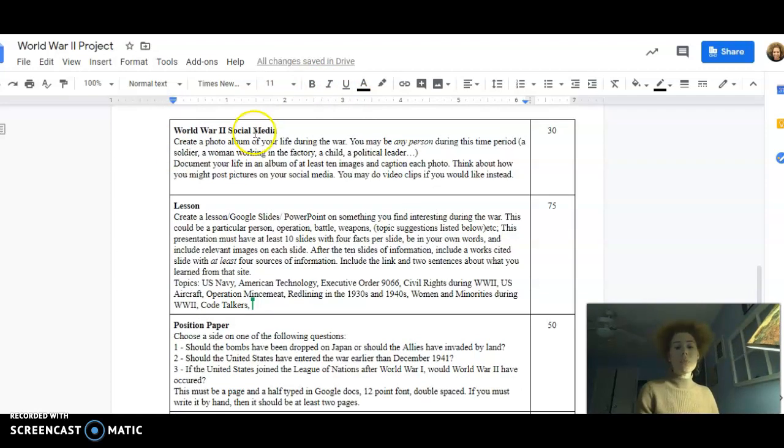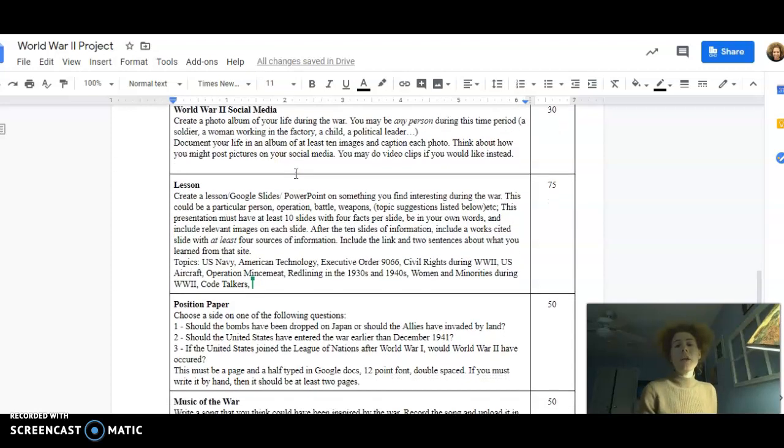World War II social media. So this one I think you'll have a little fun with. You're going to create a photo album of your life during the war. You may be any person during this time period. A soldier, a woman working in a factory, a child, a political leader, anybody that you would like to be. And you're going to document your life in an album of at least 10 pictures, and you're going to put a caption on each photo. So think about this like you would an Instagram post that you would put online.